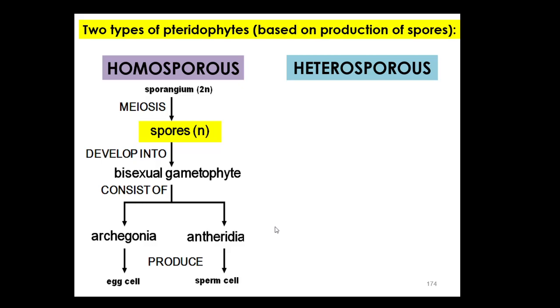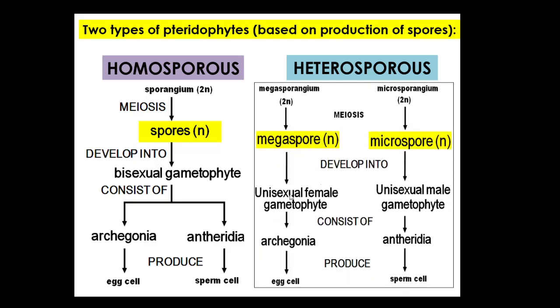How about in a heterosporous pteridophyte? A heterosporous pteridophyte will have two types of sporangium, so that one sporophyte can have megasporangium. If that sporophyte has megasporangium, cells in the megasporangium will divide by meiosis to produce megaspore. That megaspore, once it is released, will develop into a unisexual female gametophyte. That means ya satu sex sahaja, and that sex is female. That unisexual female gametophyte will produce archegonia. In the archegonia, it will produce egg cell.